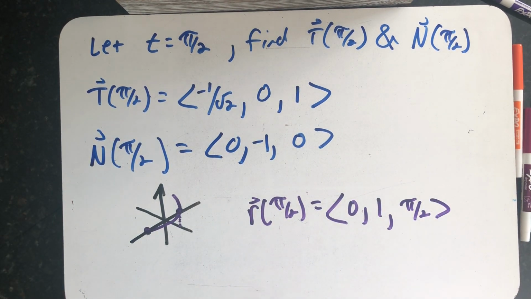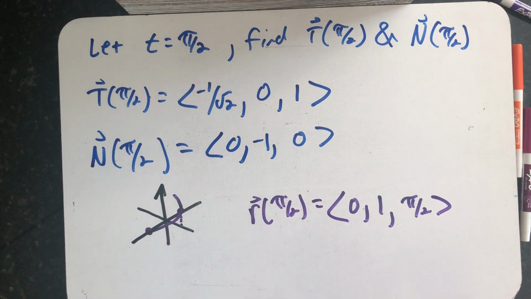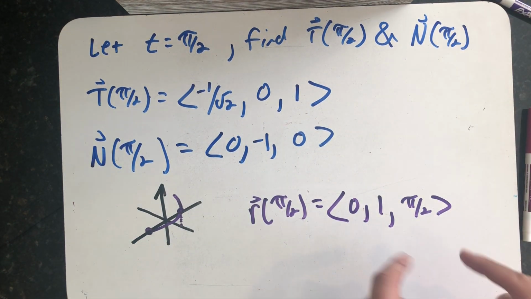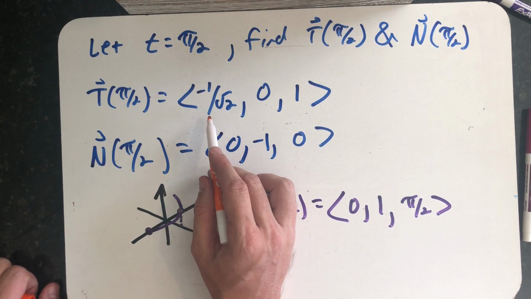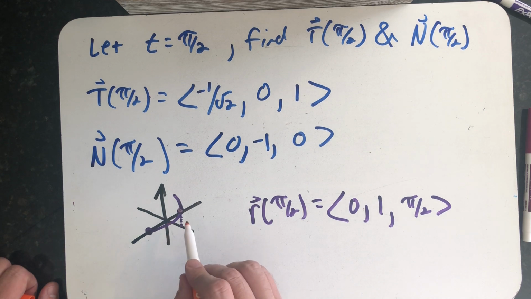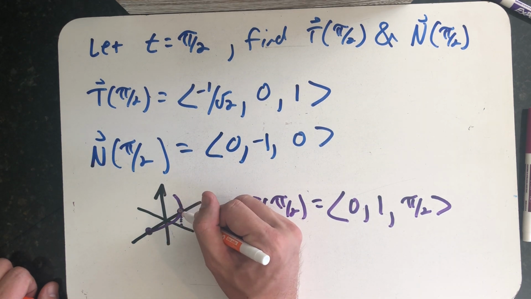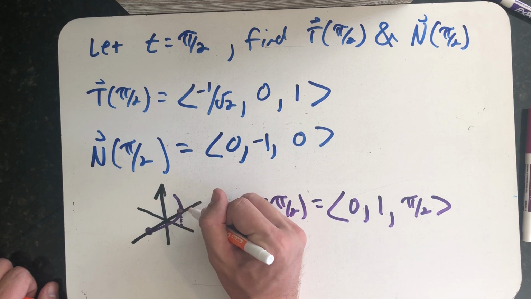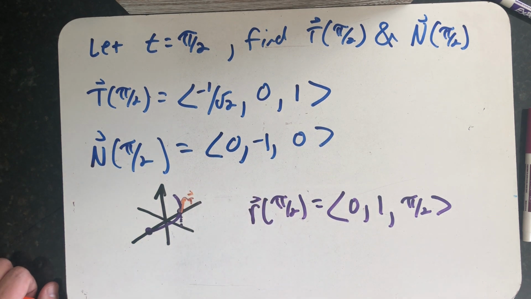So I'm sitting at that point right there. T is describing the direction of motion. So I start at this point, right? And in the x direction, I go backwards, minus 1/2. In the y direction, I do nothing. In the z direction, I go up 1 unit. So I've gone backwards on the x-axis and up 1 unit. The direction of motion would look like that. Probably not drawn to scale.